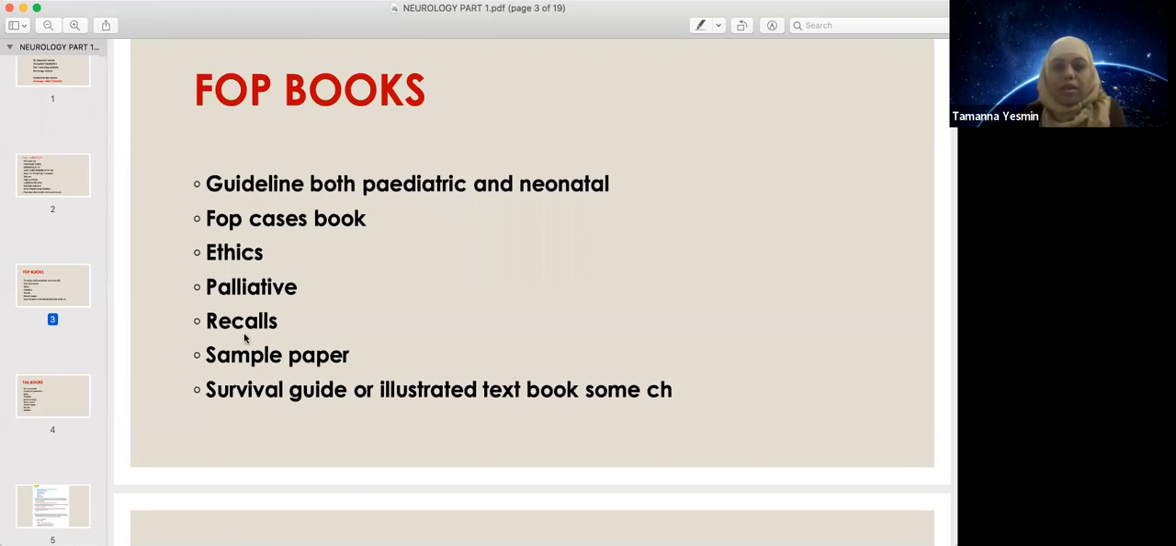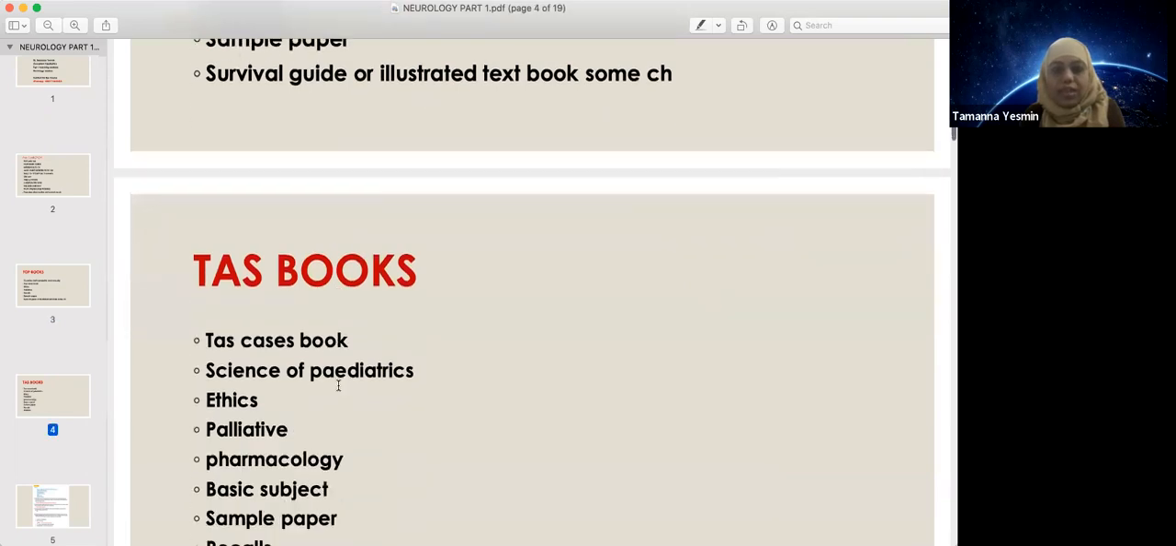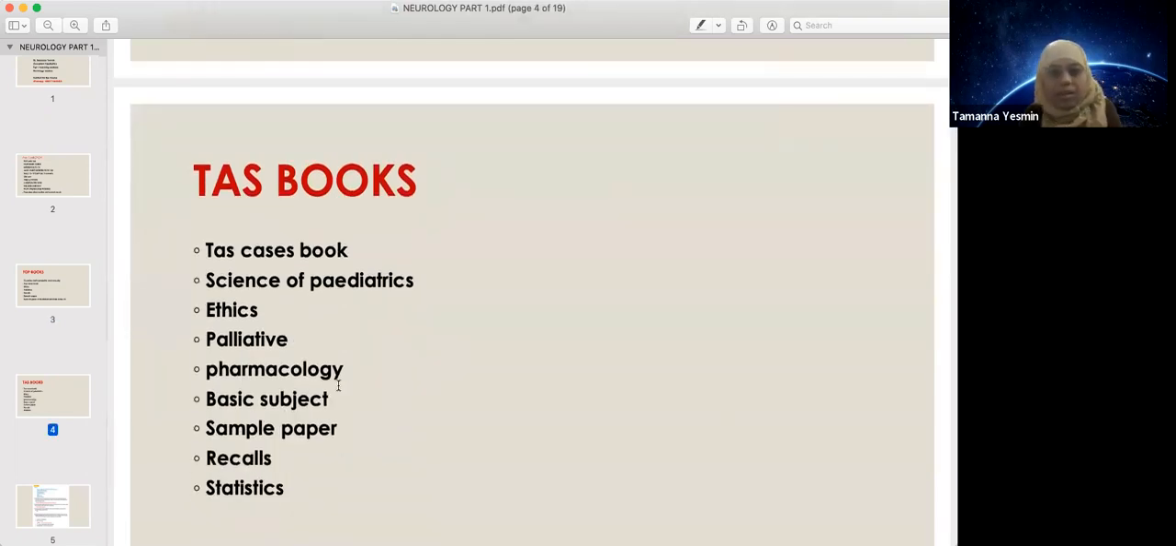So now these are the FOB cases book. Now coming back to the TASK cases book. These are the TASK cases book. Same for the TASK cases book. The main book is TASK Clinical Cases, 50 cases. Science of Pediatrics is a very good book.